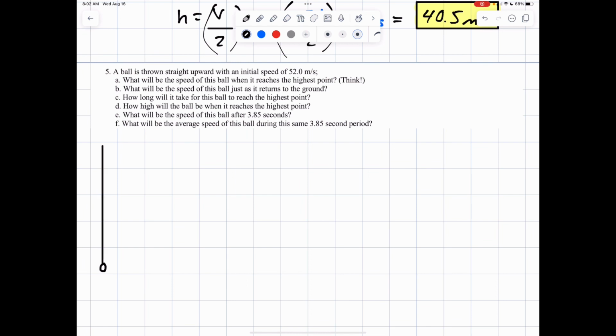Okay, ball's going upward. Now, there's 2 parts to this problem. You can see part A is looking for the speed at the highest point. Part B is looking for the speed when it returns to the ground. Part C is looking about how long it takes to reach the highest point. And then part D is how high it actually gets.